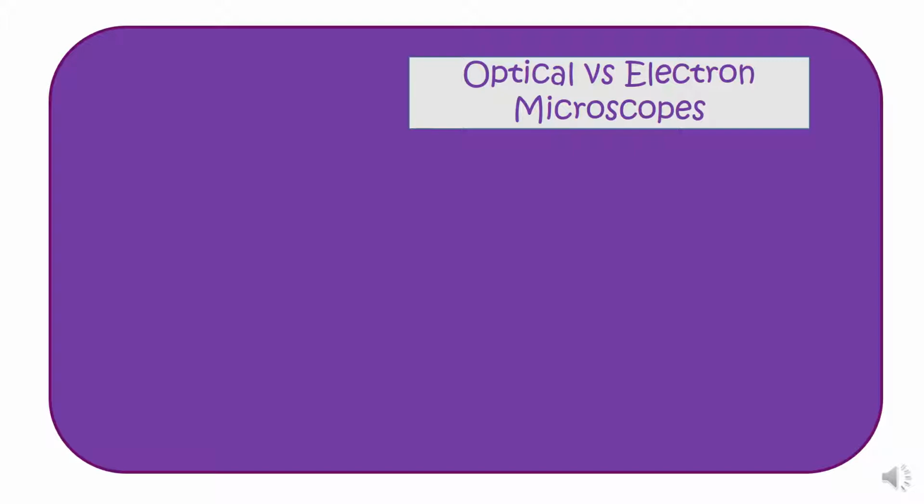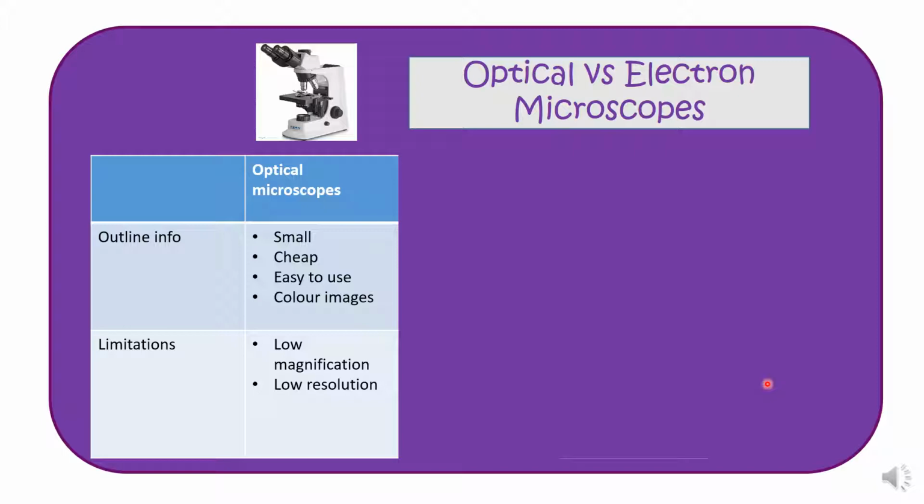So we're going to look at optical microscopes versus electron microscopes. Optical microscopes can also be called light microscopes, and they're the microscopes that you would be used to using in classroom labs. You can see here a picture of your typical optical microscope.